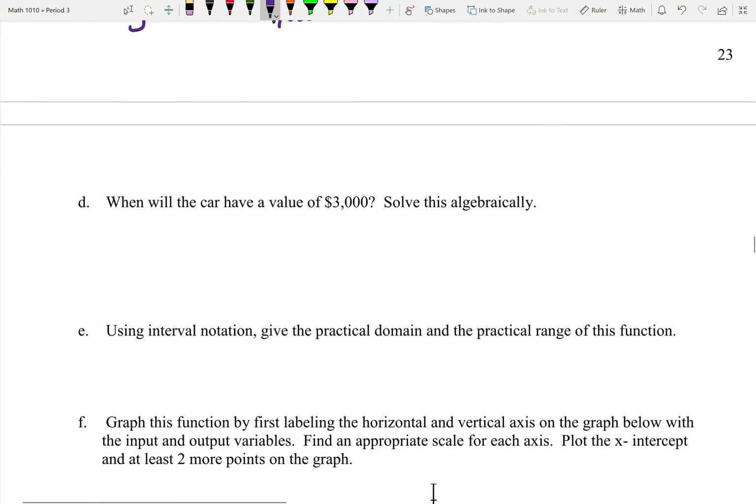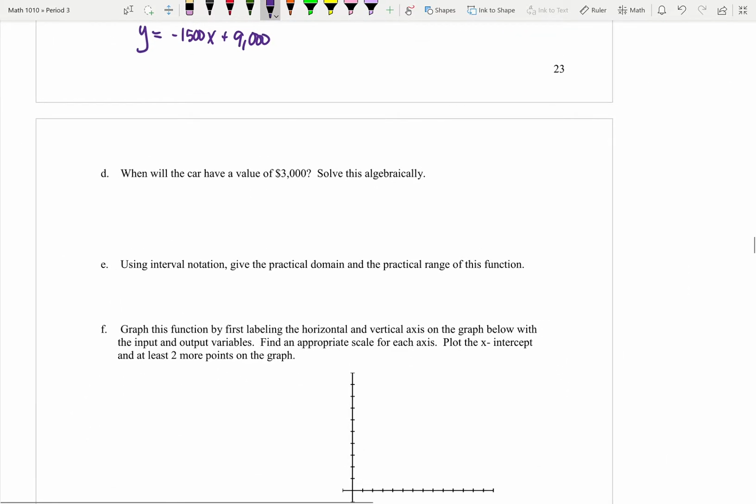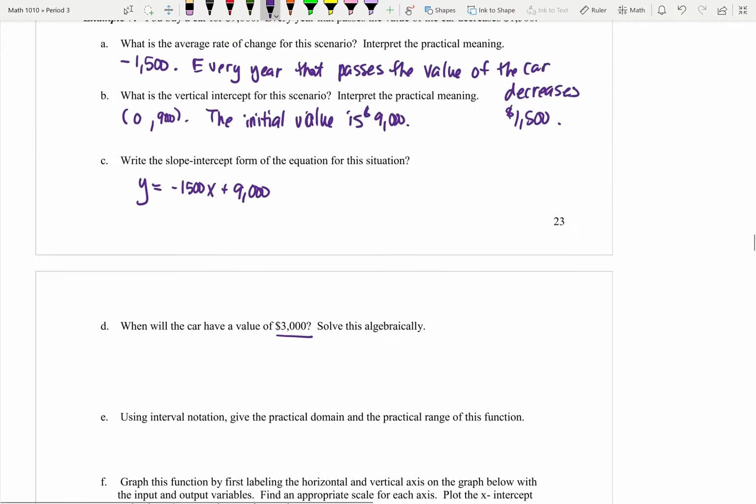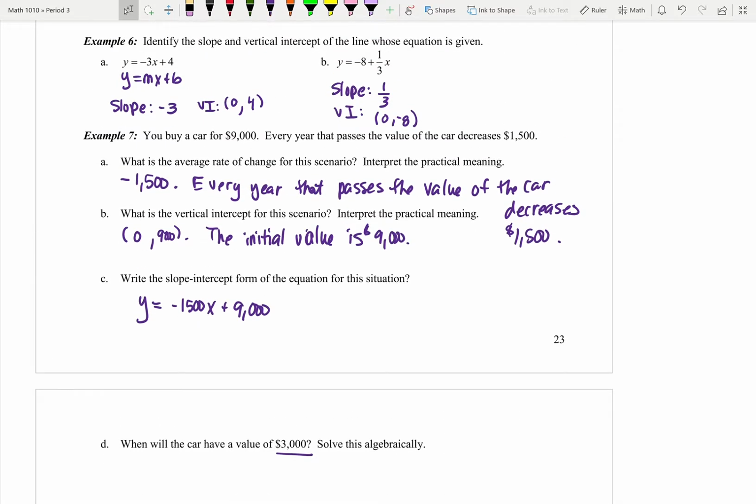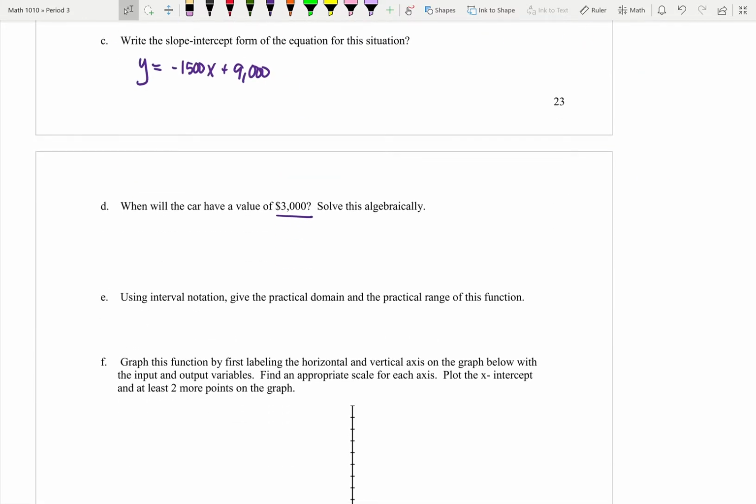Okay? Question D. When will the car be worth $3,000? Everybody in the room tell me, does that 3,000 go in as X or does it go in as Y? X is the number of years that have passed. Let's write this down. X stands for years and Y stands for the value. So tell me where to put that 3,000, X or Y? Y. So everybody go 3,000 equals negative 1,500X plus 9,000.